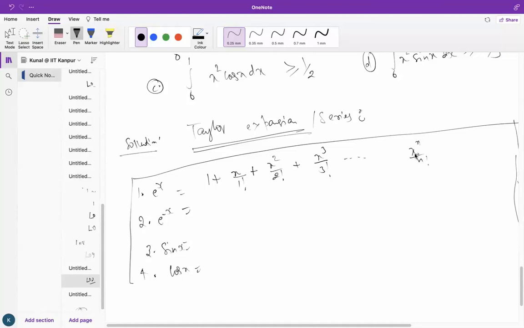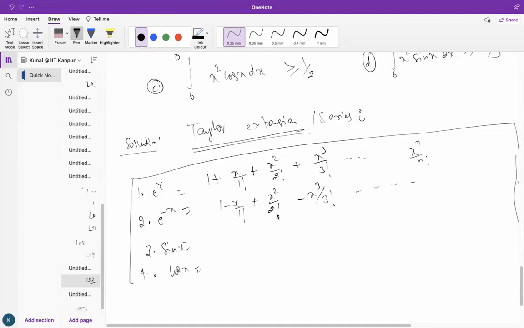Okay, now next, for e to the power minus x, we just put minus x in place of x. So when we do that, we get 1 minus x by 1 factorial, and when we put the x here, the sign remains the same because it's an even power. So minus x squared is also x squared, so it will be x squared by 2 factorial, minus x cubed by 3 factorial, dot dot dot.